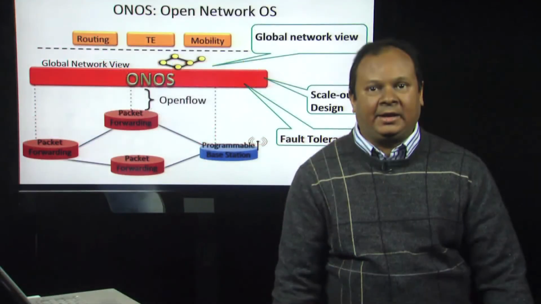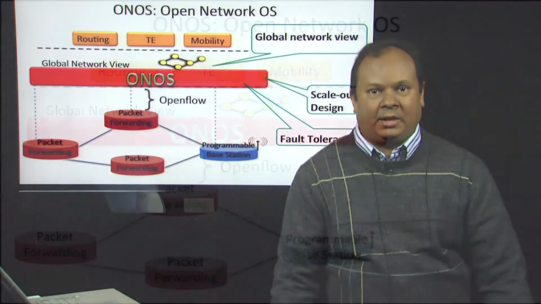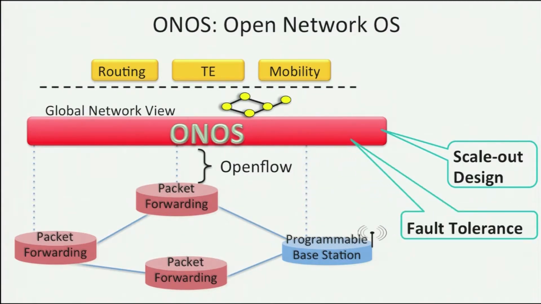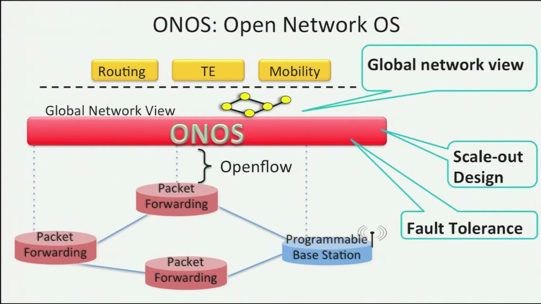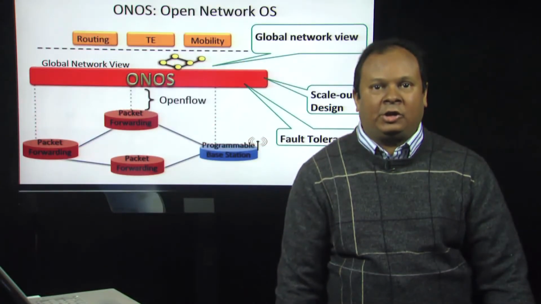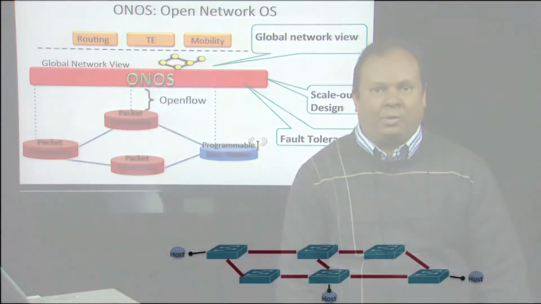ONOS addresses three critical requirements for SDN. It provides a platform for a scale-out control plane, provides a highly available, fault-tolerant platform for the control plane, and last but most importantly, provides a northbound abstraction for control applications. To do this, ONOS is built with distribution at its core.